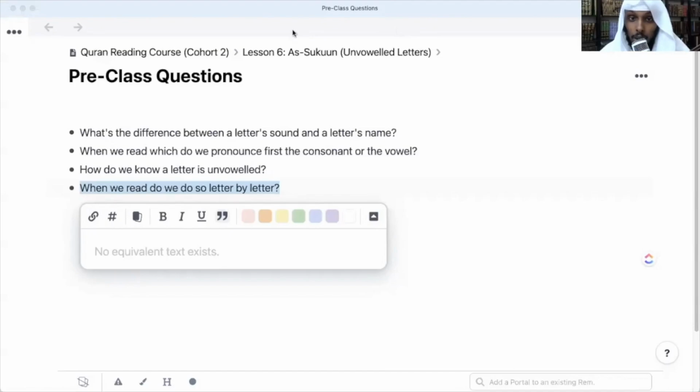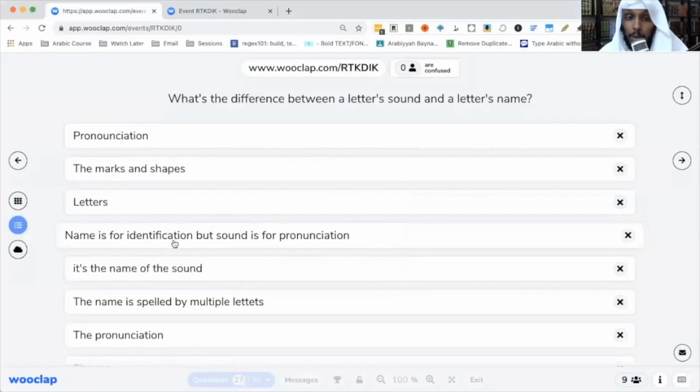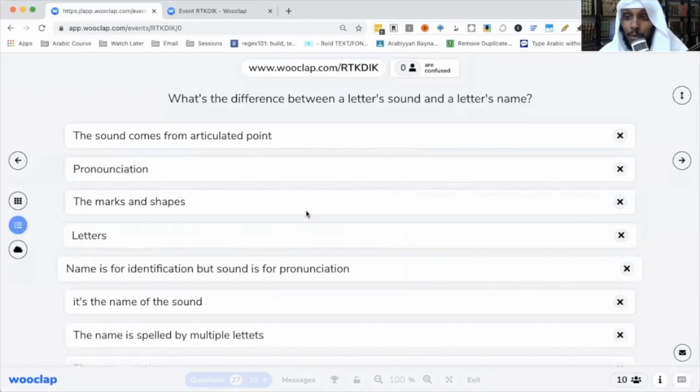Okay, we got a few answers here. The pronunciation, shapes, which harakat is used. Okay, carry on. Anyone else? The name is spelled by multiple letters. It's the name of the sound. Name is for identification, but sound is for pronunciation. MashaAllah. Brilliant, brilliant answer. So let me share. Yeah, these are the answers basically. Now this answer is brilliant. Name is for identification, but sound is for pronunciation. I couldn't have put it better myself.